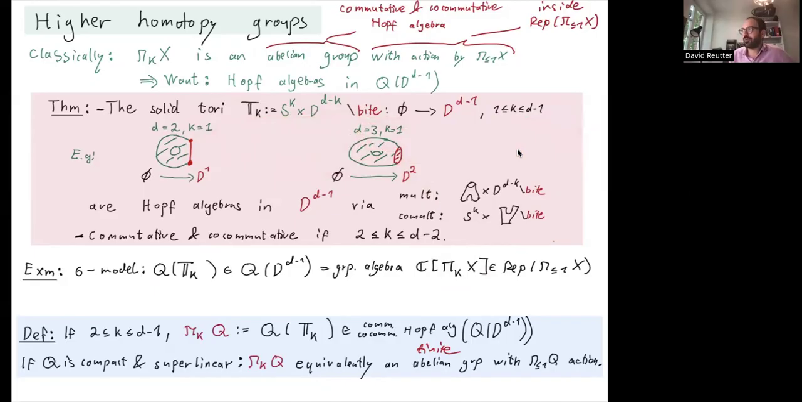Another way to interpret your question is to really say, okay, let's take the perspective that a space is a quantum field theory, or is a quantum field theory with a boundary theory.